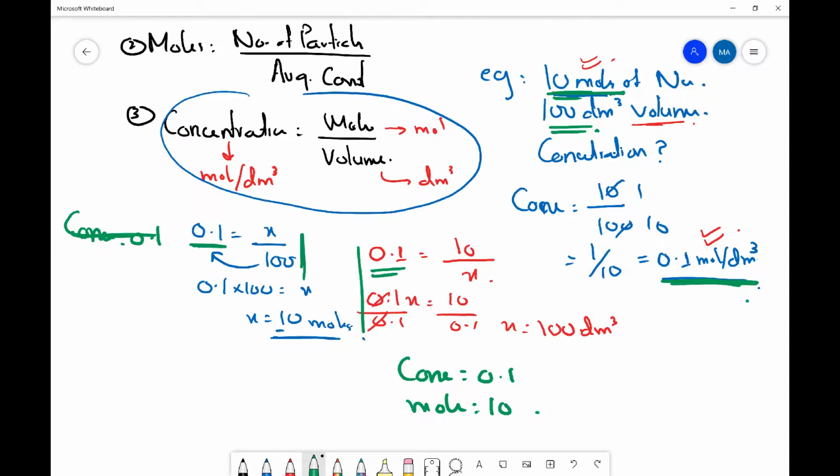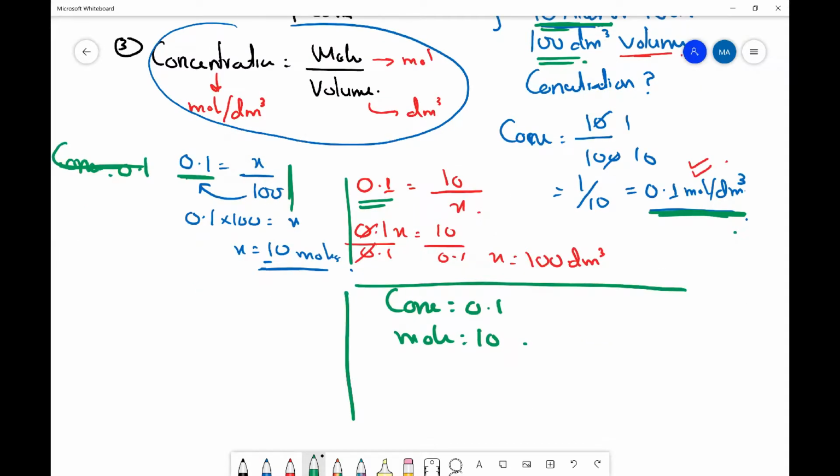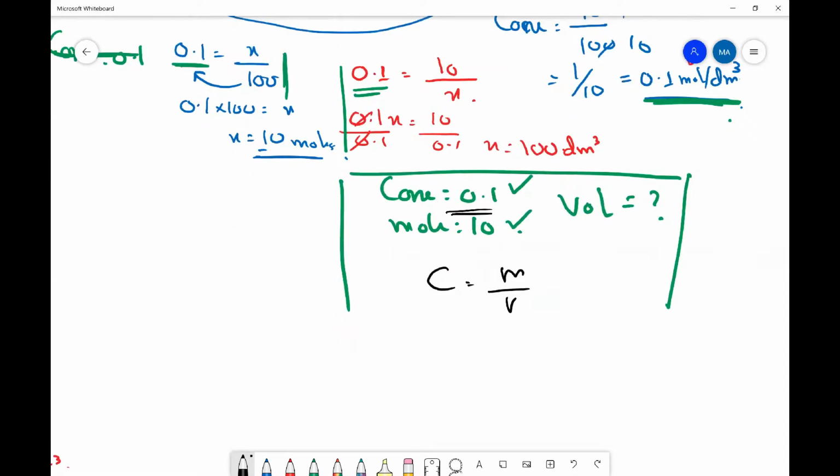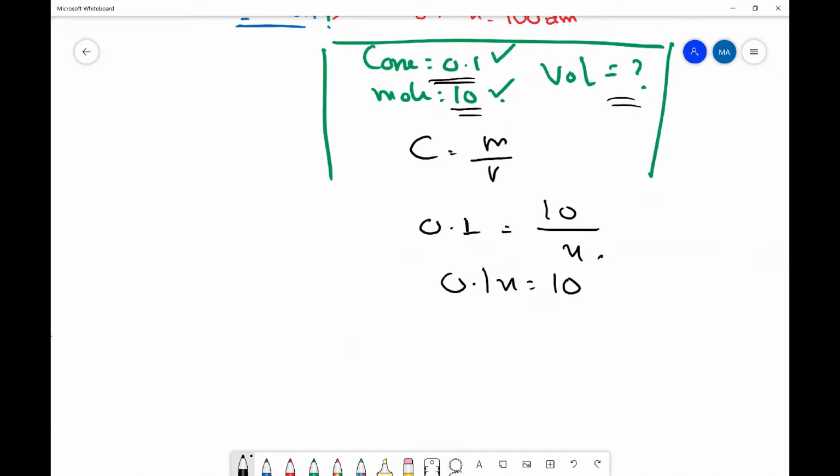So assuming that this is the question here, forget everything else, that you know the concentration and you also know the moles and you're asked to find the volume. Whenever you're dealing with these three quantities, you should know that you will be using this third formula. Okay. And the third formula states that concentration is equal to moles over volume. Clear up till now? Yes. Concentration is 0.1, so we're going to write 0.1 here. Moles are 10, so we're going to write 10 here. And volume is unknown, so we're going to write x here. 0.1x is equal to 10. Simple algebraic calculation, right?